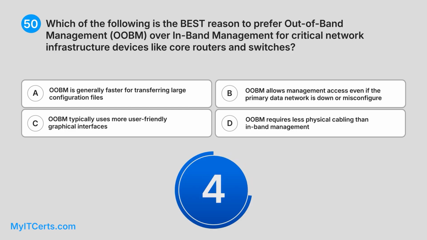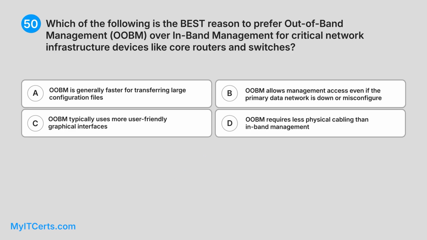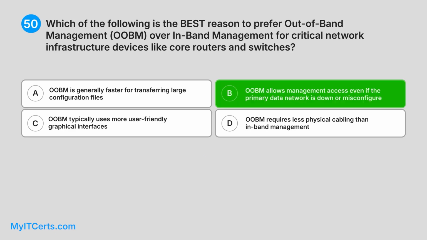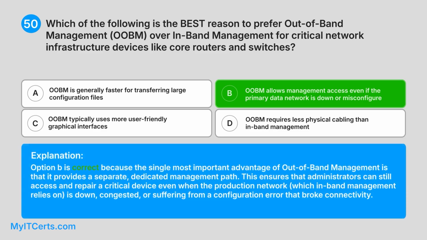Can you guess the answer? Correct answer. B. OOBM allows management access, even if the primary data network is down or misconfigured. Explanation. Option B is correct because the single most important advantage of out-of-band management is that it provides a separate, dedicated management path. This ensures that administrators can still access and repair a critical device, even when the production network, which in-band management relies on, is down, congested, or suffering from a configuration error that broke connectivity.